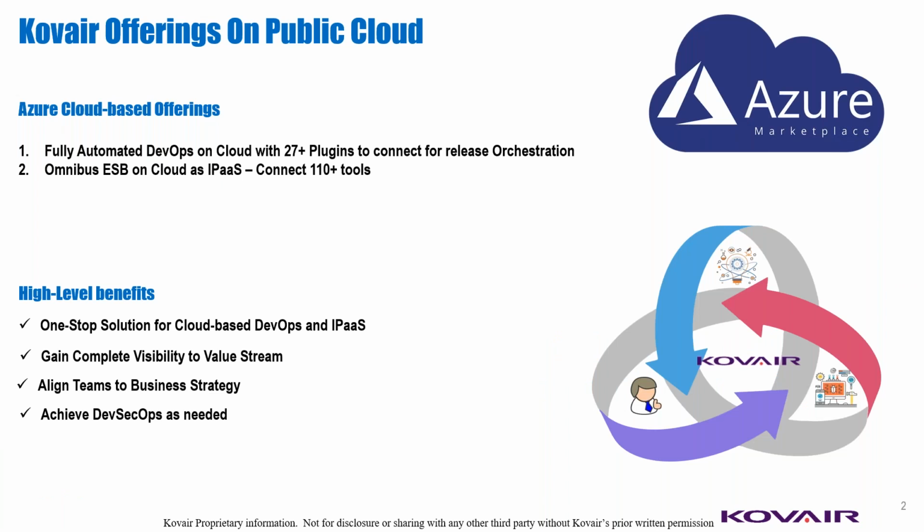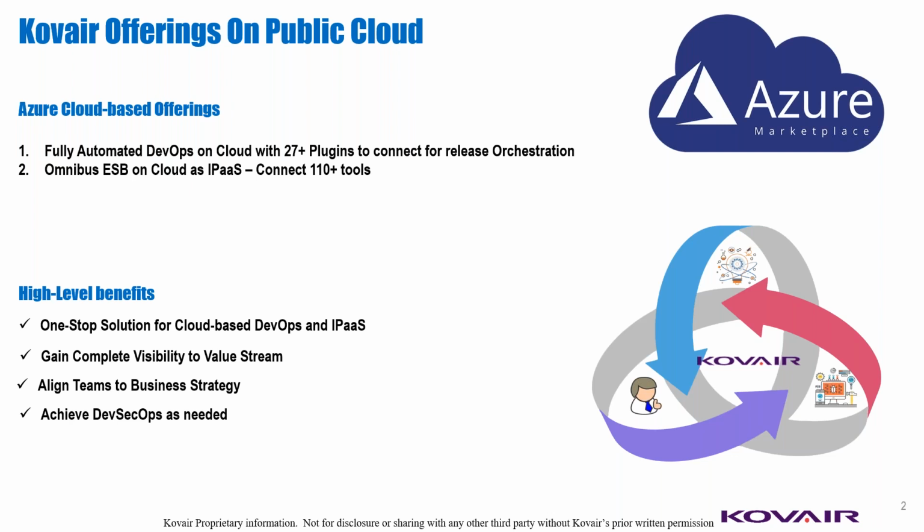Now, what are we offering? The initial offering is that we are offering a fully automated DevOps on cloud with 27 plus plugins to connect for the release orchestration. Moreover, we are also offering Omnibus ESB on cloud, which is an iPaaS with 102 tools with the adapters.